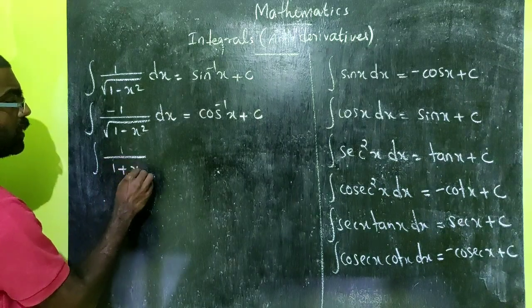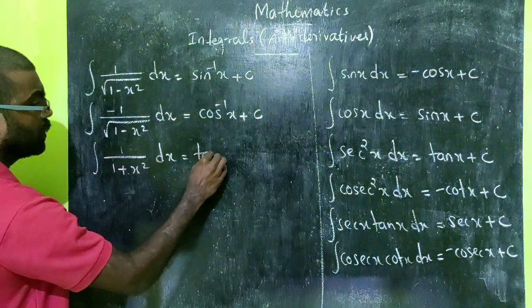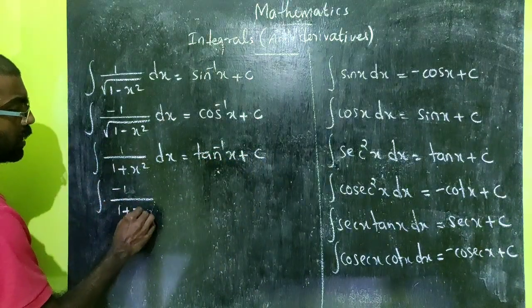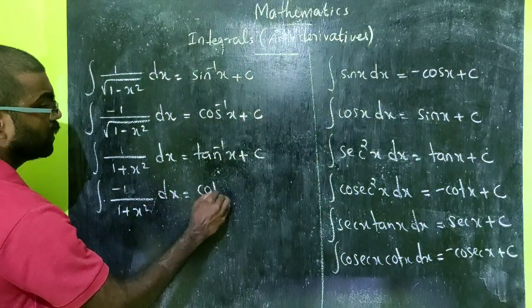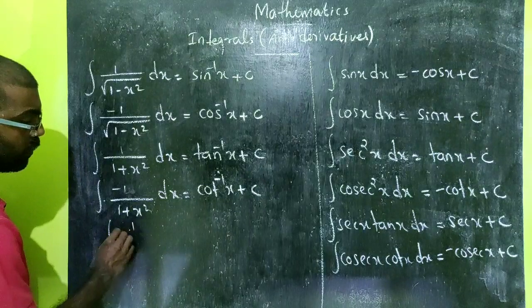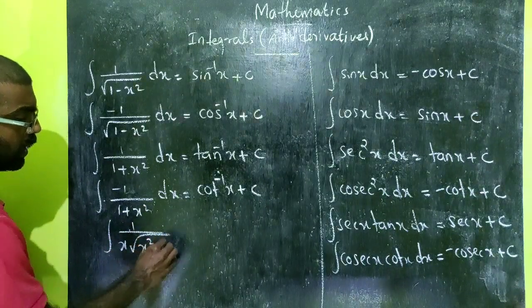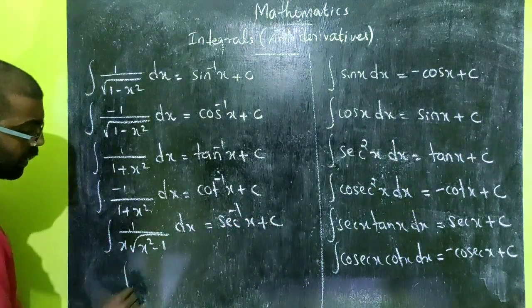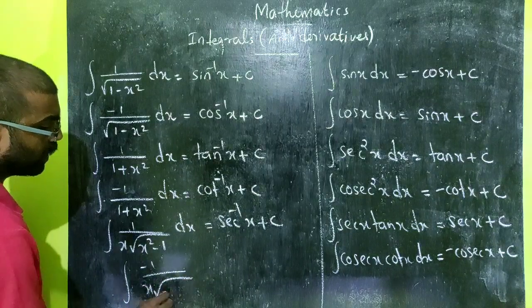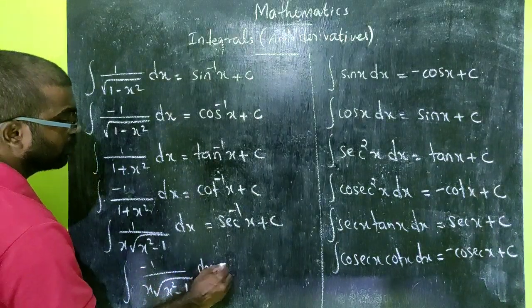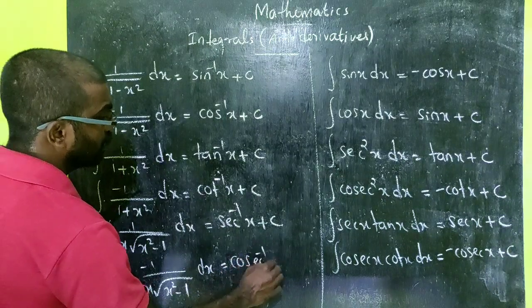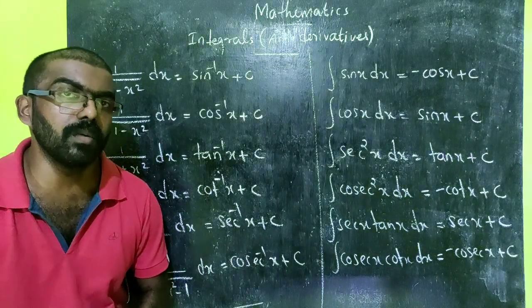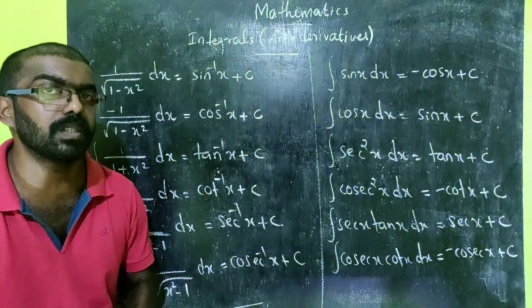Integral 1 by 1 plus x square dx. It is the derivative of tan inverse x. So the answer is tan inverse x plus c. Then integral minus 1 by 1 plus x square dx is equal to cot inverse x plus c. Then integral 1 by x root x square minus 1 dx is equal to sec inverse x plus c. And integral minus 1 by x root x square minus 1 dx is equal to cosec inverse x plus c. So these are the basic formulas you have to learn in the beginning of this chapter.